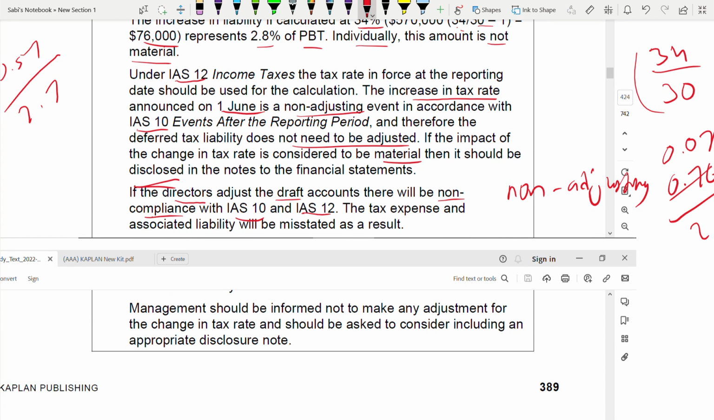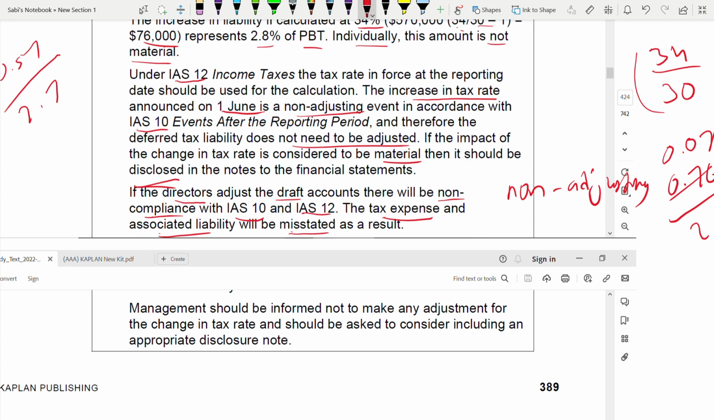Because according to tax. Okay. So in this case, both tax expense and associated liability will be misstated if you go by the directive. Both will be, what? Misstated. We don't know understatement, overstatement, okay? Because we don't know whether they have recorded or they have not recorded it. That's why misstated. Wherever you're not sure whether understated or overstated, just use misstated. Safe side. Okay.